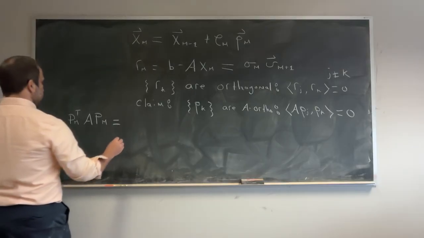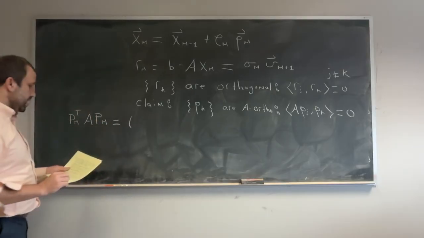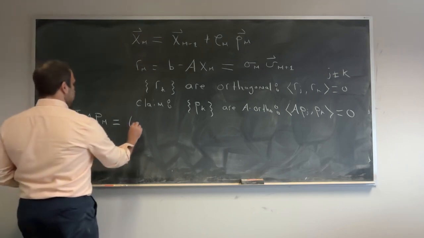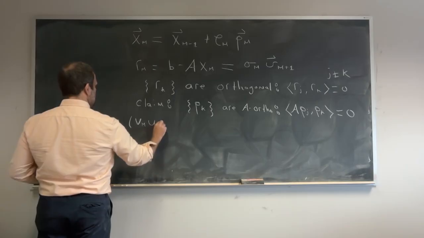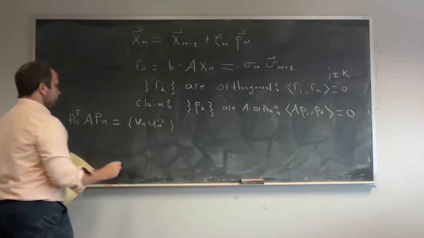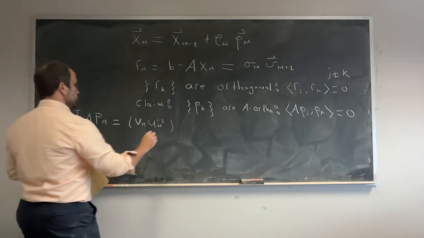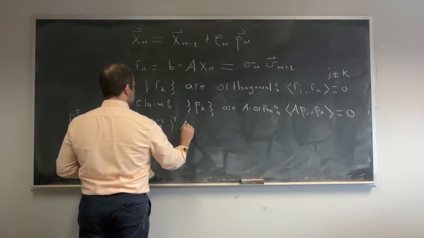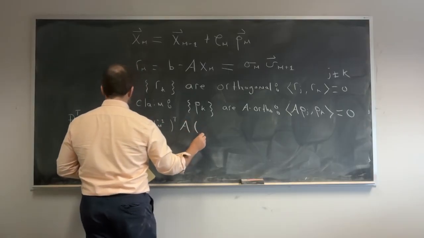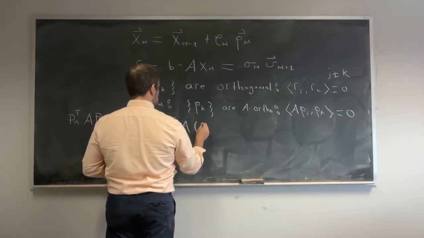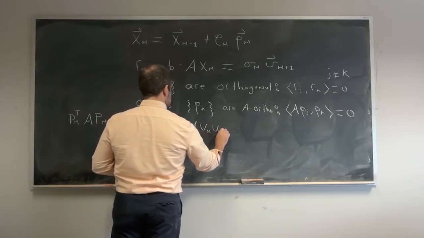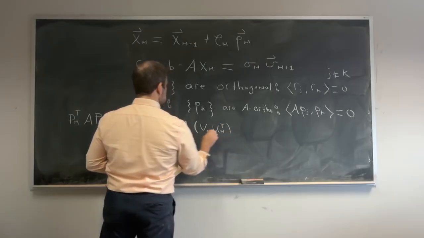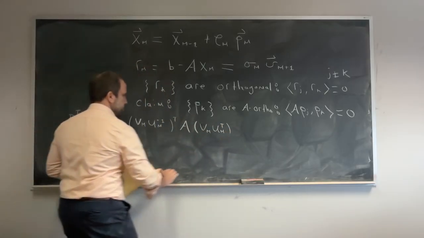Well, we're gonna start by recalling what PM is equal to. We define PM to be equal to VM times UM inverse. So we're going to take the transpose, then we're going to have A, and then we're going to have PM again, which is going to be VM times UM inverse. Sorry, not UM transpose, UM inverse.